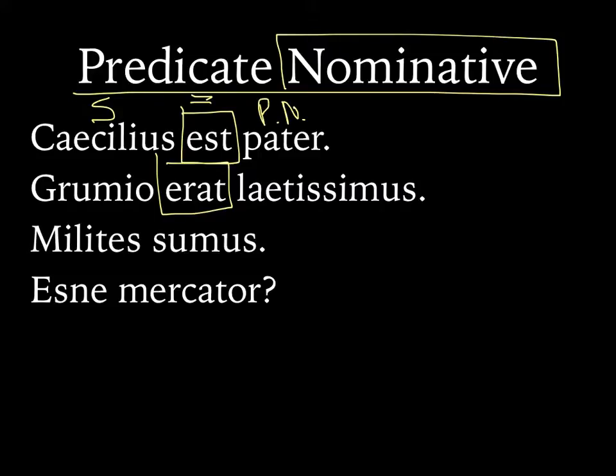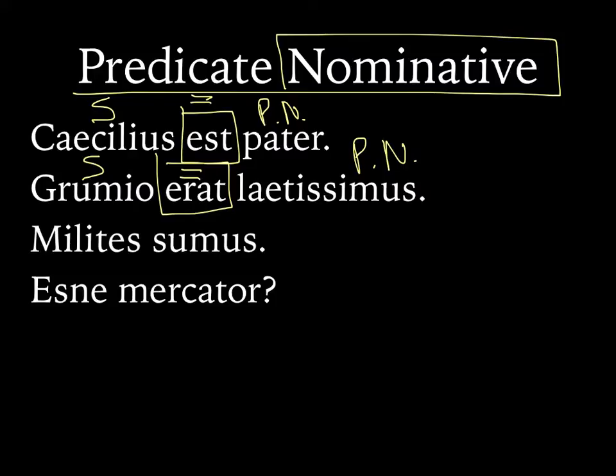In the second sentence, Grumio was very happy. Grumio is the subject. Erat acts as an equal sign. And then laetissimus is a predicate nominative. You can also call it a predicate adjective, but if you just call it a predicate nominative, that'll cover both.